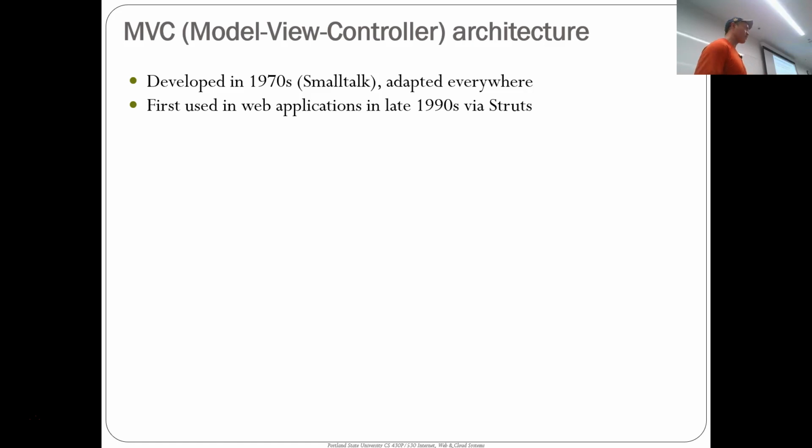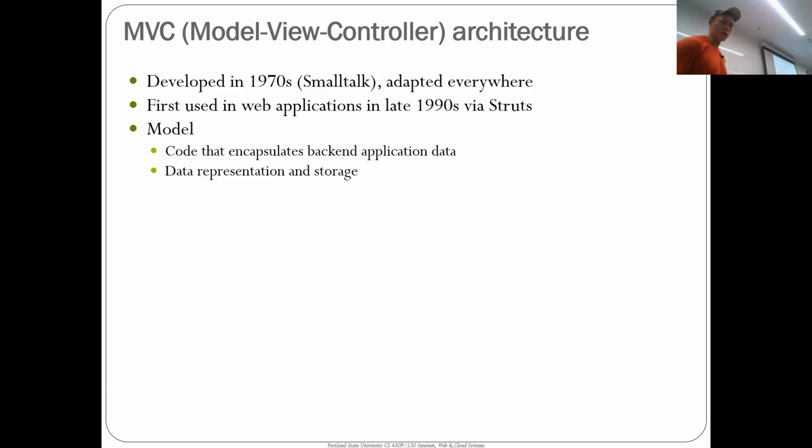And typically this opinion will revolve around something called the model view controller architecture, which is something I think you guys cover in CS430. This was developed in the 1970s and then adopted everywhere. And it was first used in web applications in the Struts framework, which was the Java web application framework in the late 90s. So there are three parts of the MVC framework.